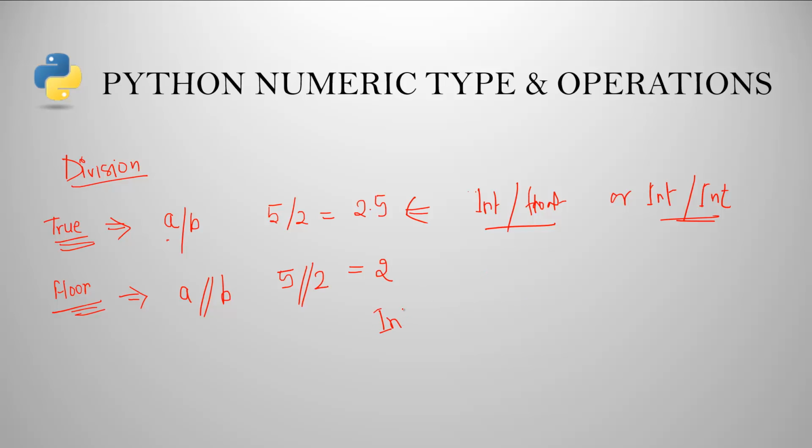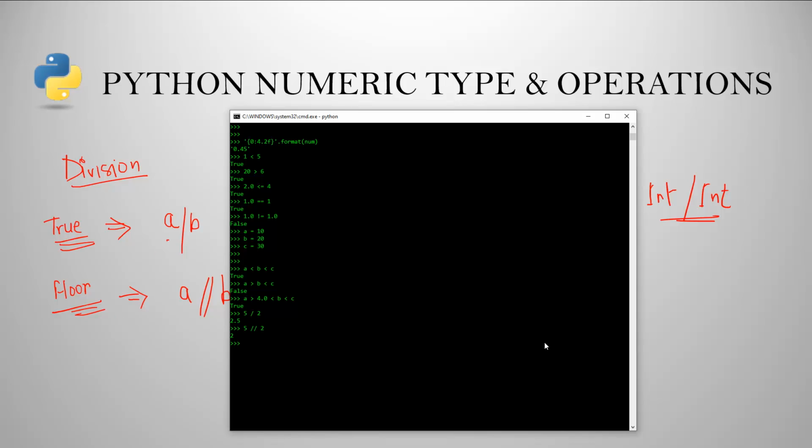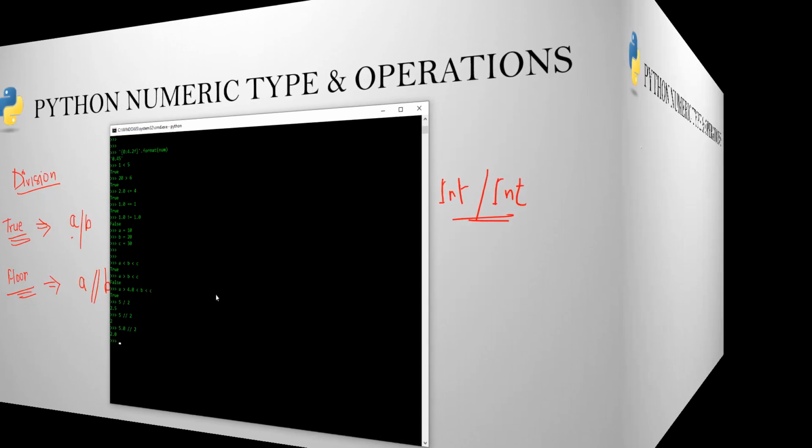So if the operands are integers, its result will be an integer, and if the operand is float, the result will be float. So we can see here, if we give 5.0 floor divided by 2, it will return 2.0.